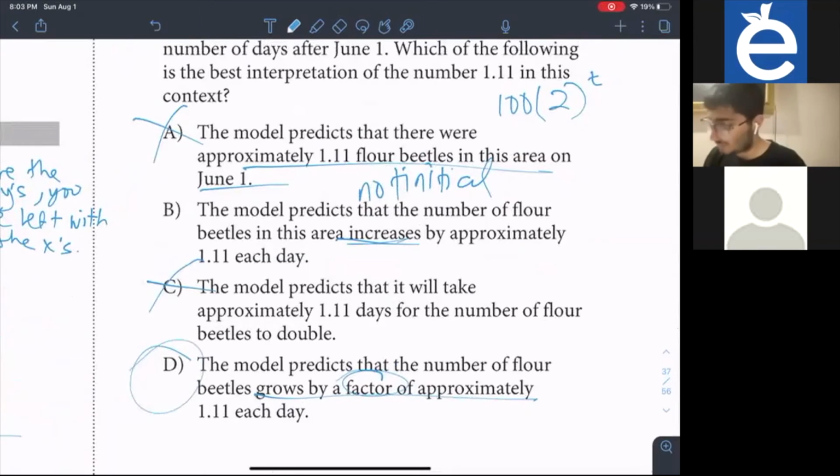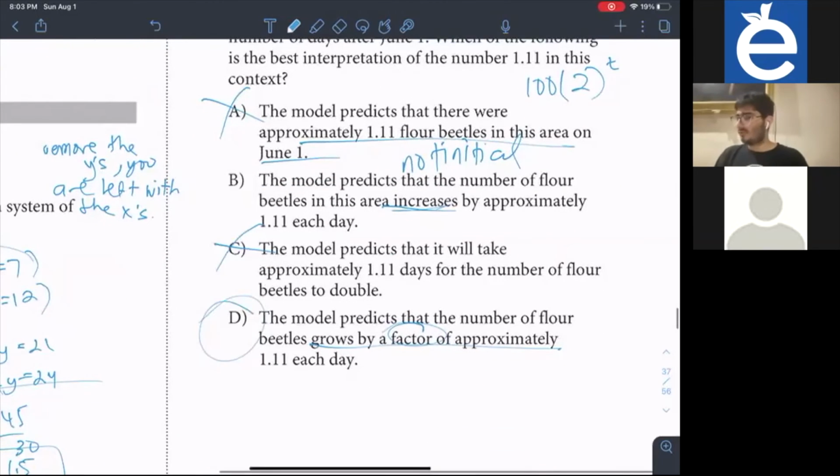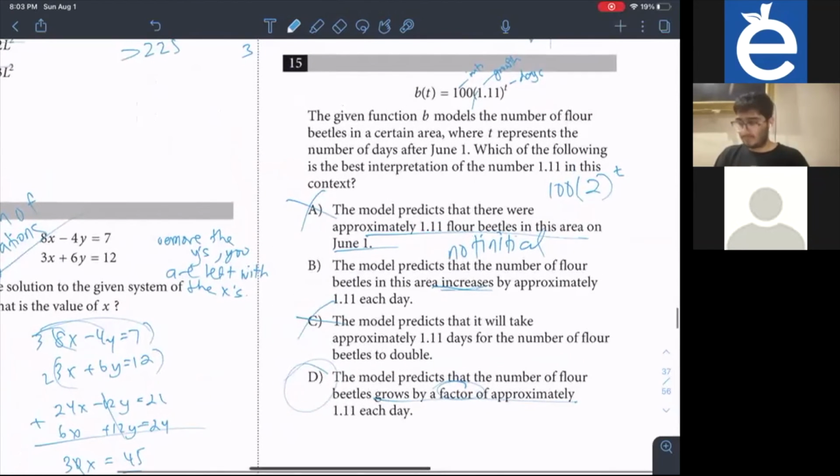Now going back to B, the model predicts that the number of flower beetles in this area increases. Increases hints at that linear formula, where it increases by 1.11 each day. So it'd be a constant of 1.11, and that's not the case because that's not the slope. There is no slope in the exponential formula. It's just the initial value, the growth factor, and the days. And so the factor hints that it's exponential, which fits with the context and correctly interprets the equation. So question 15 is choice D.